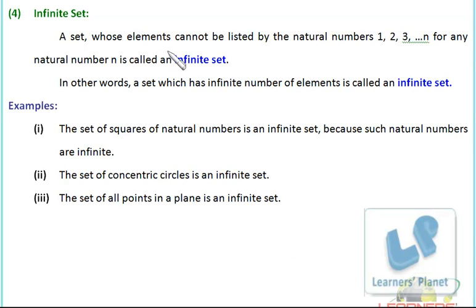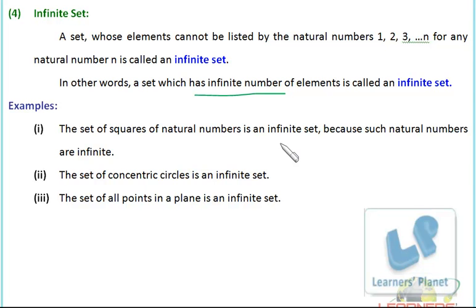Infinite set: a set whose elements cannot be listed by the natural numbers 1, 2, 3, up to any natural number n is called an infinite set, right? Or a set which has an infinite number of elements is called an infinite set. Take the set of squares of natural numbers. Because you don't know how many natural numbers there are, obviously how many squares there will be, you also cannot say. So this set is a set, but it is not finite, right? The cardinal number cannot be calculated.